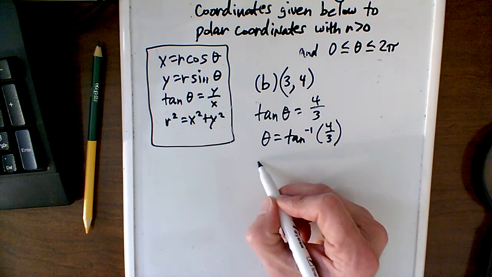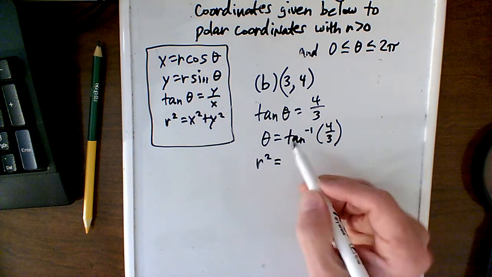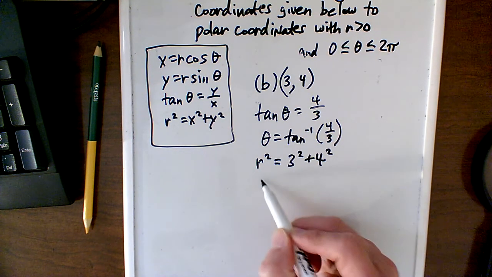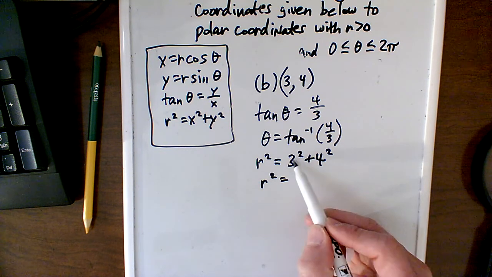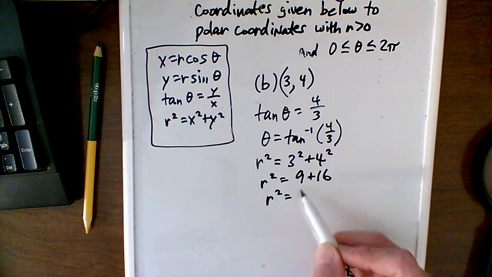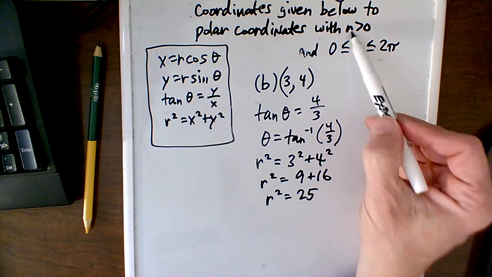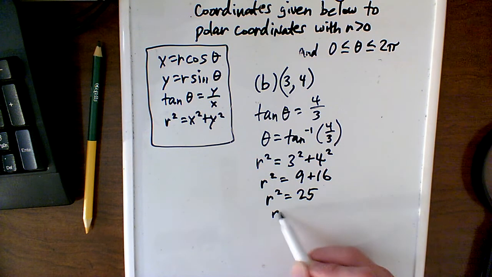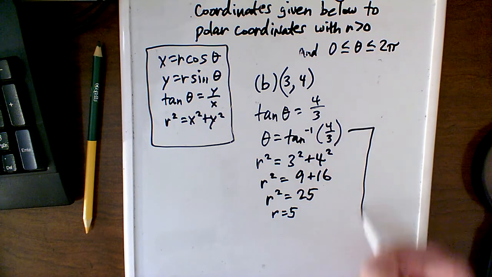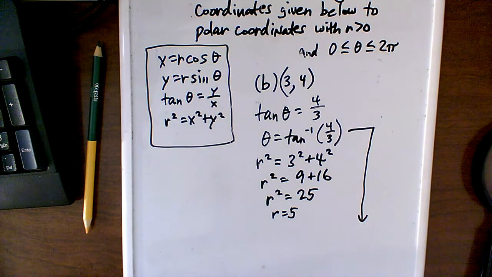So the r is going to be found by r squared equals 3 squared plus 4 squared. 3 squared is 9, 4 squared is 16, r squared equals 25. And since we only want the positive r's, then r is going to equal 5. So let's get our calculator and find out what inverse tan of 4 over 3 is.